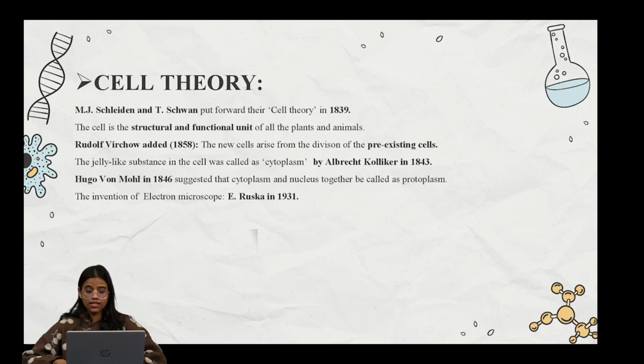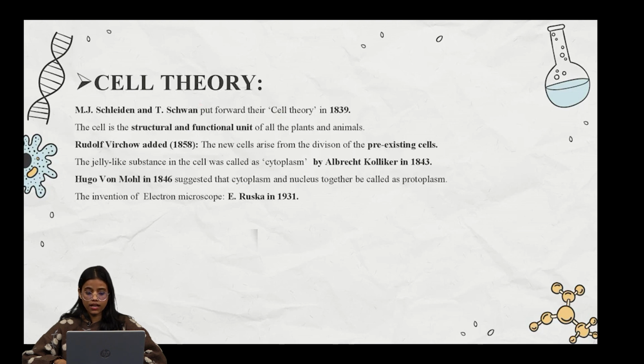So M.J. Schleiden and T. Schwann put forward their cell theory in 1839. The cell is the structural and functional unit of all the plants and animals. Rudolf Virchow added in 1858 that new cells arise from the division of pre-existing cells.